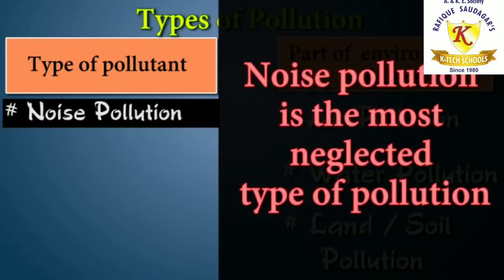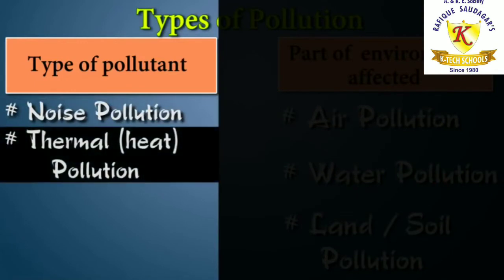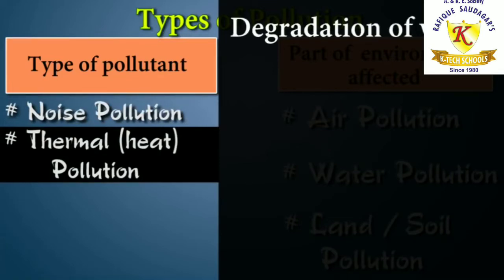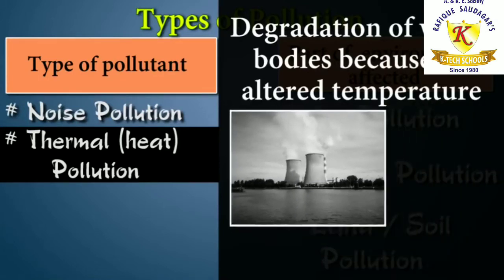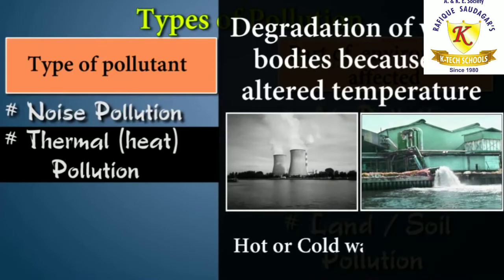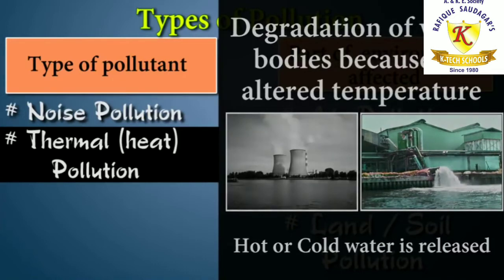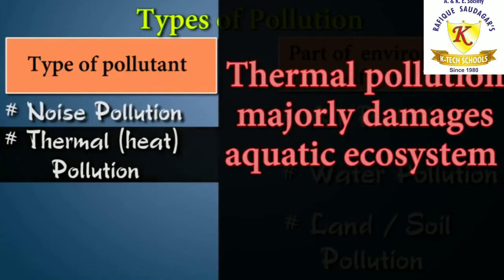Noise pollution is the most neglected type of pollution. Next we have thermal or heat pollution. Thermal pollution occurs when water bodies are degraded in terms of altering their temperature. This especially occurs in thermal and nuclear power plants, where a large amount of water is used for heating and cooling purposes, and they are released into natural water bodies. Thermal pollution majorly damages the aquatic ecosystem.